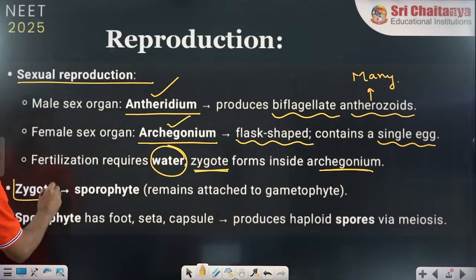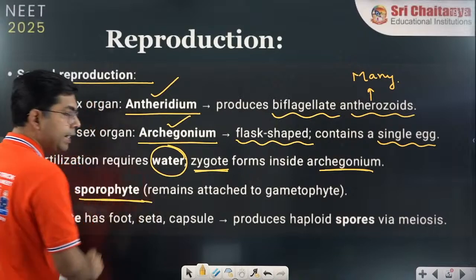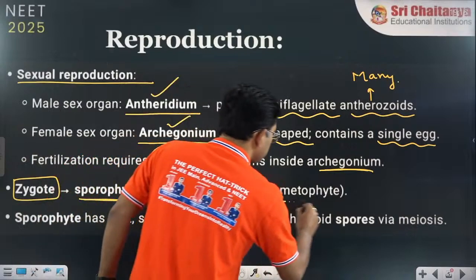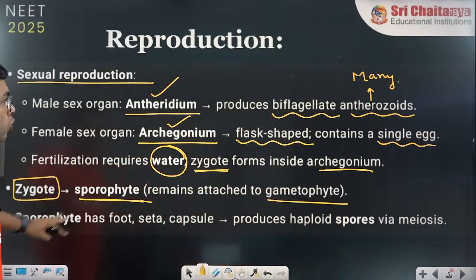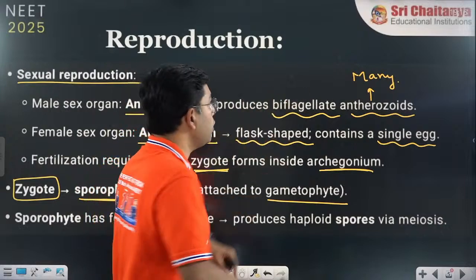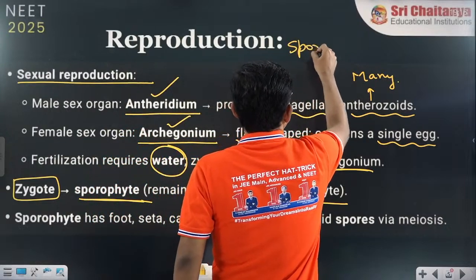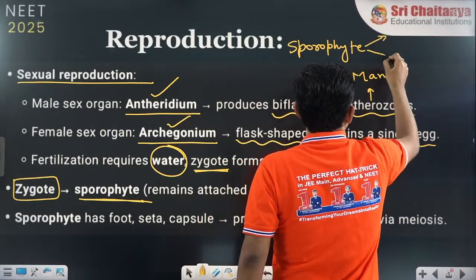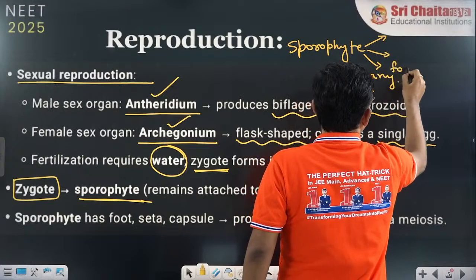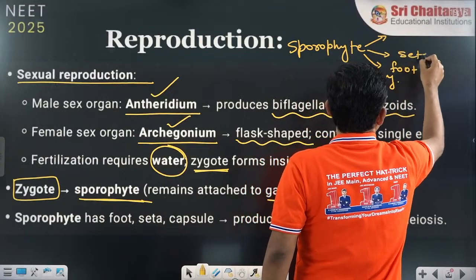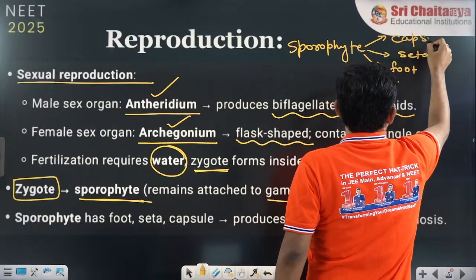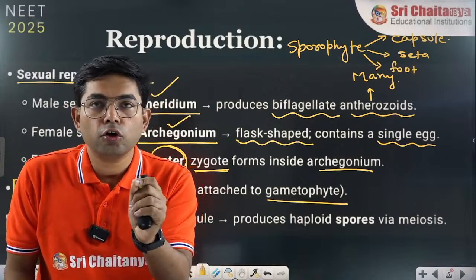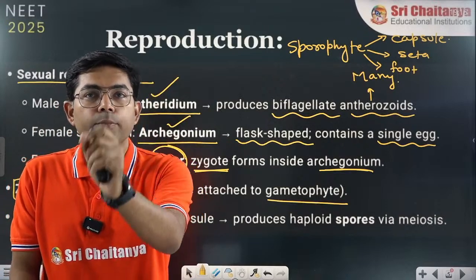The zygote will form the sporophyte. As we have seen, the zygote develops into the sporophyte and it remains attached to the gametophyte. The sporophyte is multicellular. Note this down: the sporophyte is divided into three parts. It is divided into foot, seta and capsule. Remember this point.